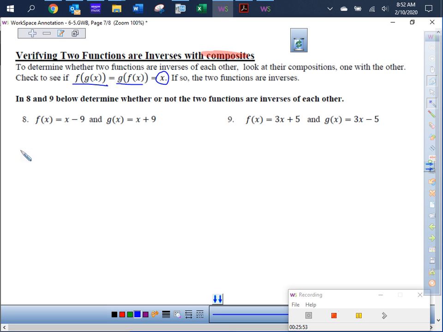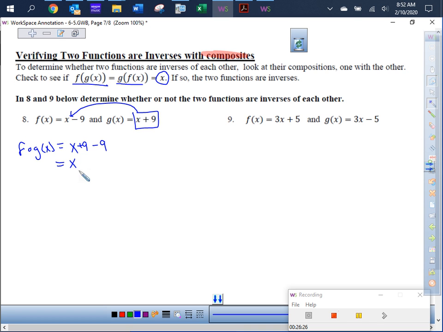So easiest way is to dive in and swim. Let's find f of g of x. Who goes into who? Does f go into g, or does g go into f? G goes into f. So take and put him into here. That would be x plus 9 minus 9. And let's clean that up. What does that clean up to be?